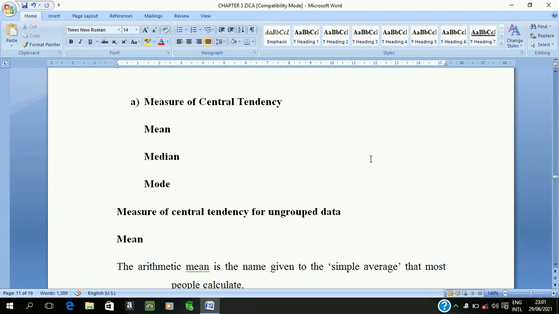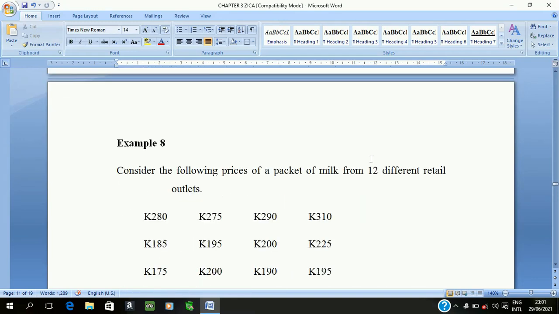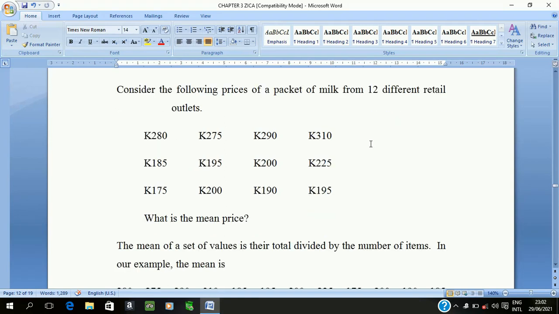Mode is quite easy to get because mode is just the most frequent value in the distribution. The value that has got the highest frequency in the distribution, that's the mode. So we have the mean there, and we have an example there, which is: consider the following prices of a packet of milk from 12 different retail outlets. So we have those prices from 12 different outlets.